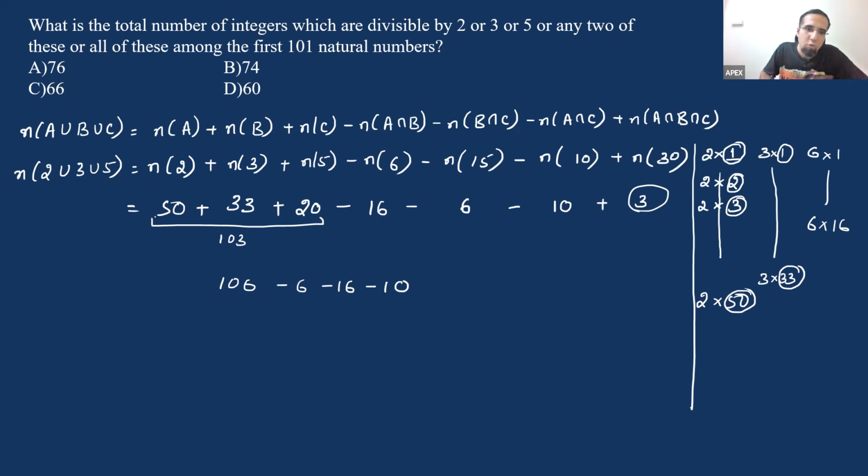Clear? Right? So 106 minus 6 will give me 100, 100 minus 26. So 100 minus 26 will eventually give me 74. So there are 74 numbers which fall into these categories. Clear? And therefore my answer becomes option.